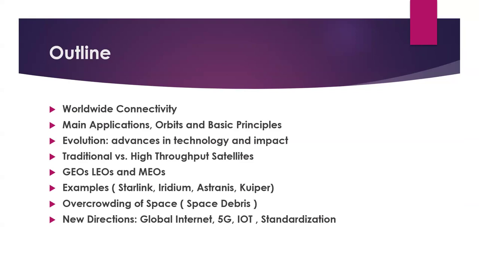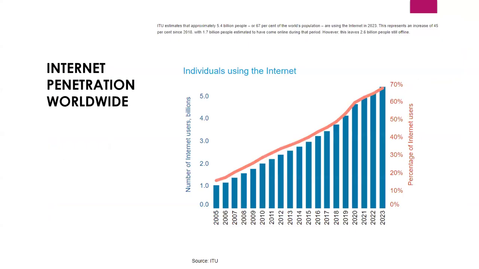And then we go into the more modern things, which are the LEOs and the MEOs. So I have a few examples where we talk about Starlink, Iridium, Astranis and Kuiper. I have a few slides that cover the issue of the overcrowding of space, and specifically how to handle space debris, which seems to be a concern for many people. And at the end, just cover some of the future items.